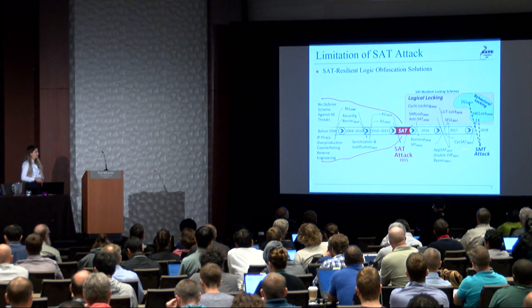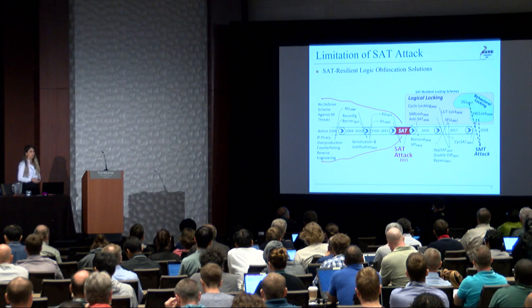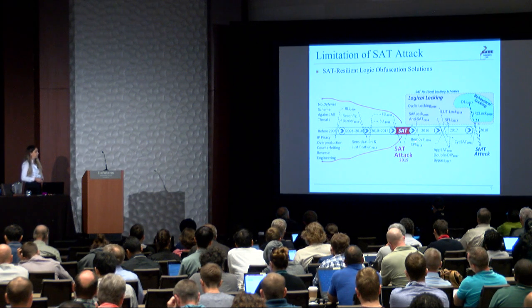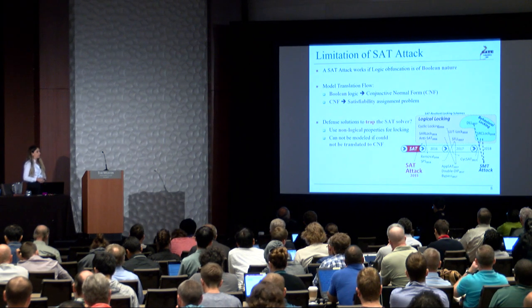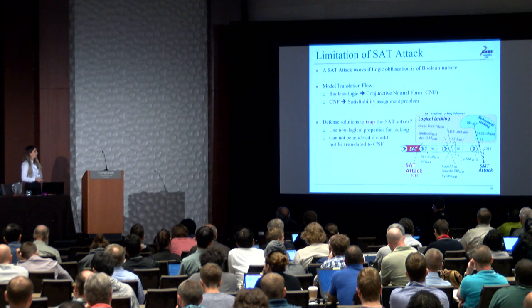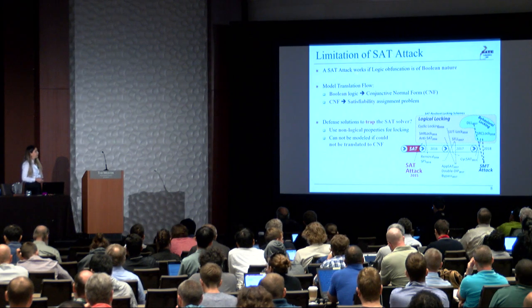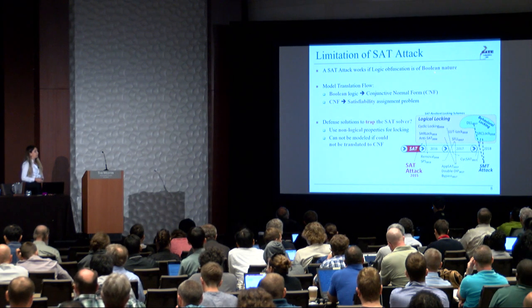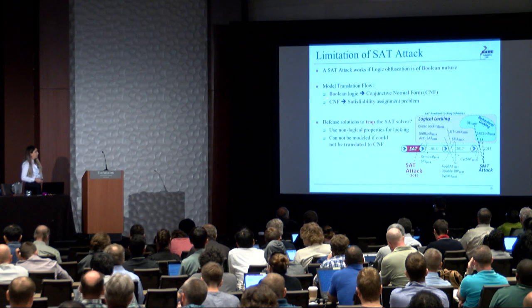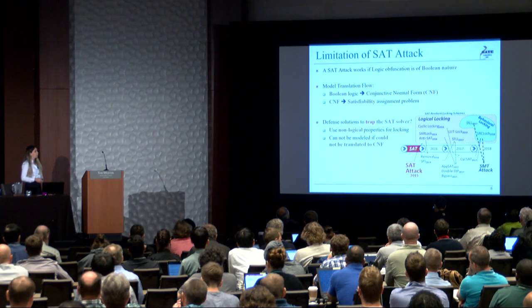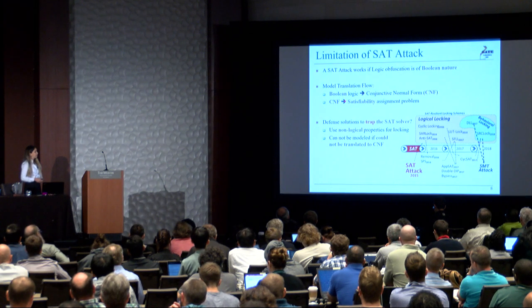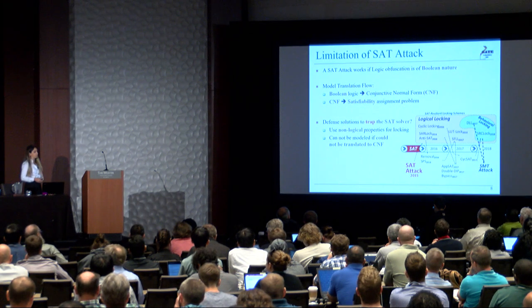But further research illustrates that they are vulnerable to other types of attacks such as removal attack, signal probability skew attack, etc. In general, SAT attack has some limitations because it works perfectly fine when the logic obfuscation is of Boolean nature. That is because any Boolean logic can be easily converted to its conjunctive normal form, CNF format, and be translated to the satisfiability assignment problem.